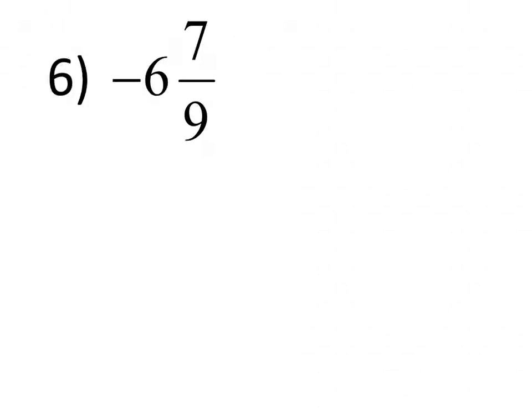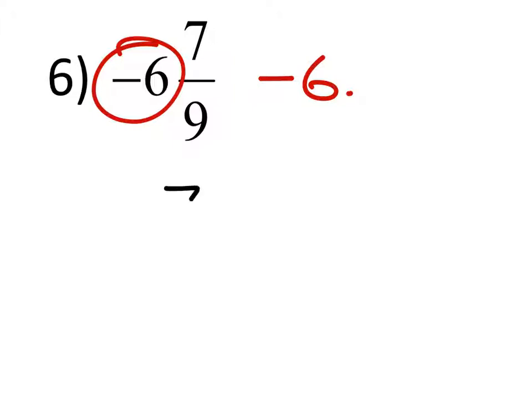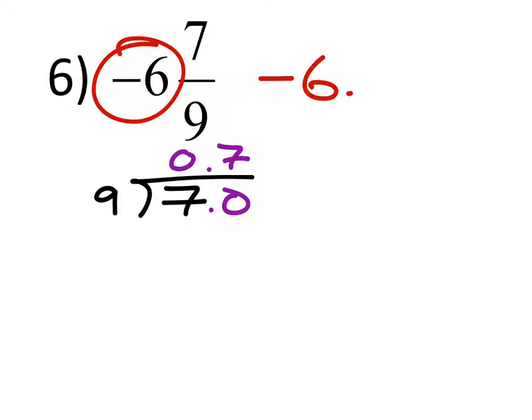Well, what do we do with mixed numbers like this one? To change these into decimals, we have this whole value, so it's automatically going to be negative 6 point some stuff. We just got to figure out what 7 divided by 9 is. So 7 divided by 9. 9 doesn't go into 7, but it will go into 70 7 times. 7 times 9 is 63, and we have a 7.